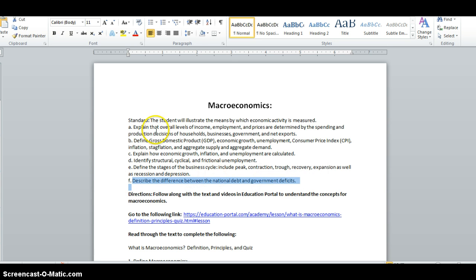If you can do all of these standards, you'll be fine for the test on Tuesday. If you're confused about anything, go back to that section in the textbook, find it, and reread to make sure that you're able to understand these concepts.